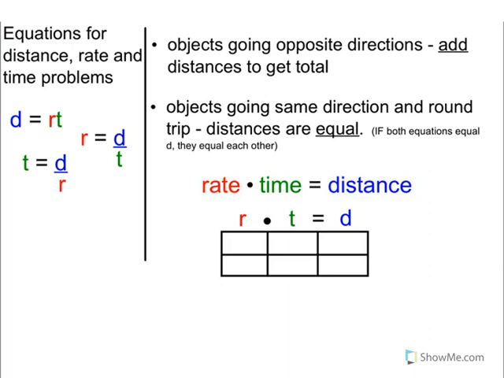When the objects are going in the same direction, or it's a round trip, we know that those distances are equal, and so you'll be able to set the equations equal to each other and solve for the variables using substitution. We're going to be using a distance, rate, and time table. This is going to help us to clearly set up our two equations and get them written properly.